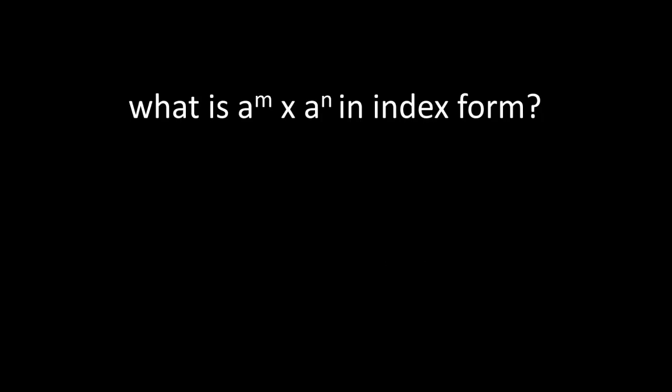So let's extend this even more to a to the power m times a to the power n. So we've got the same letter, a, so that's okay, we can use our rules. And we've just got to add the indices. So what do we get then? Well, we add m and n. That's what we get. So a to the power m times a to the power n is a to the power of m plus n.